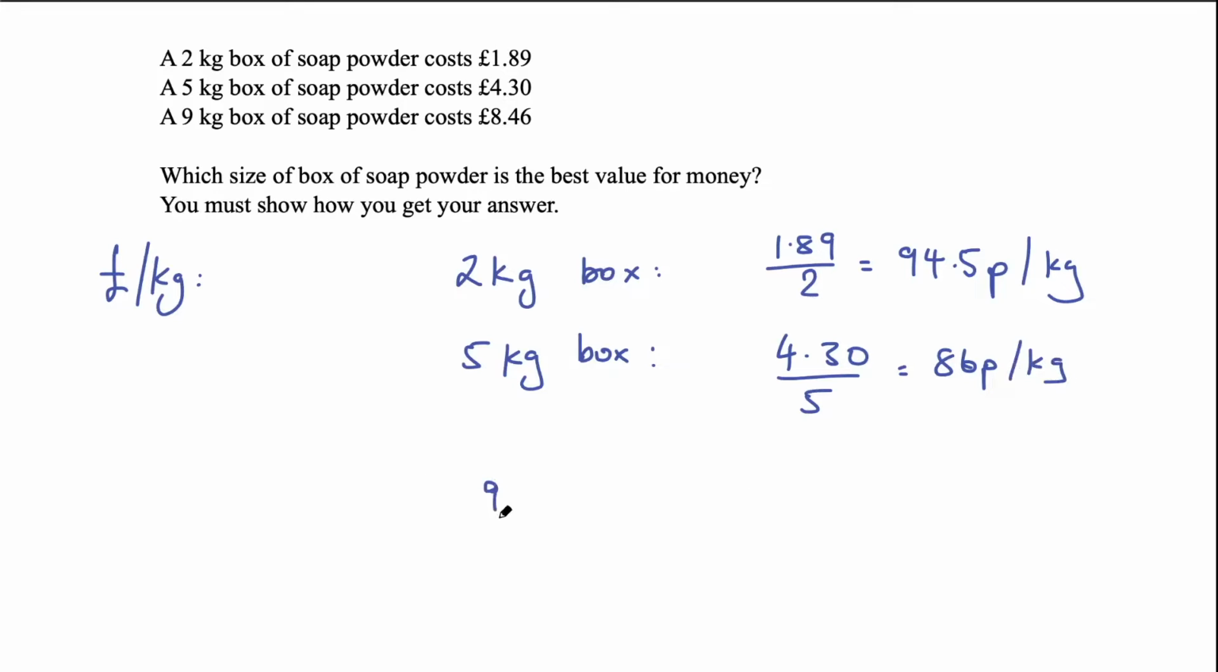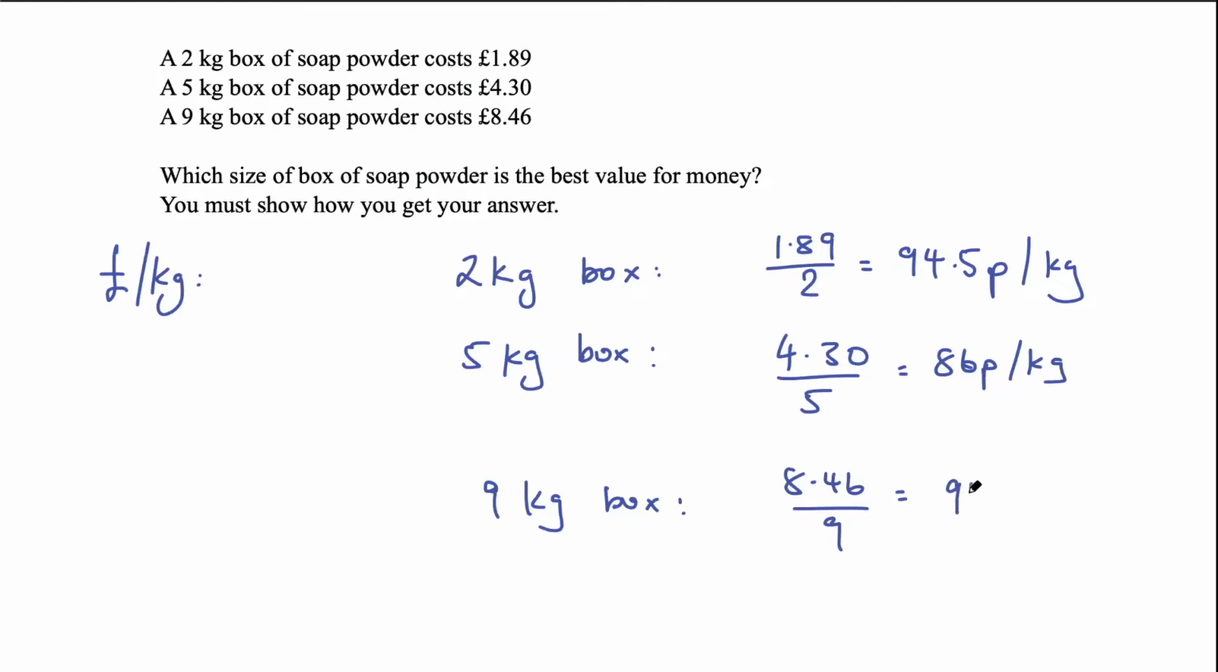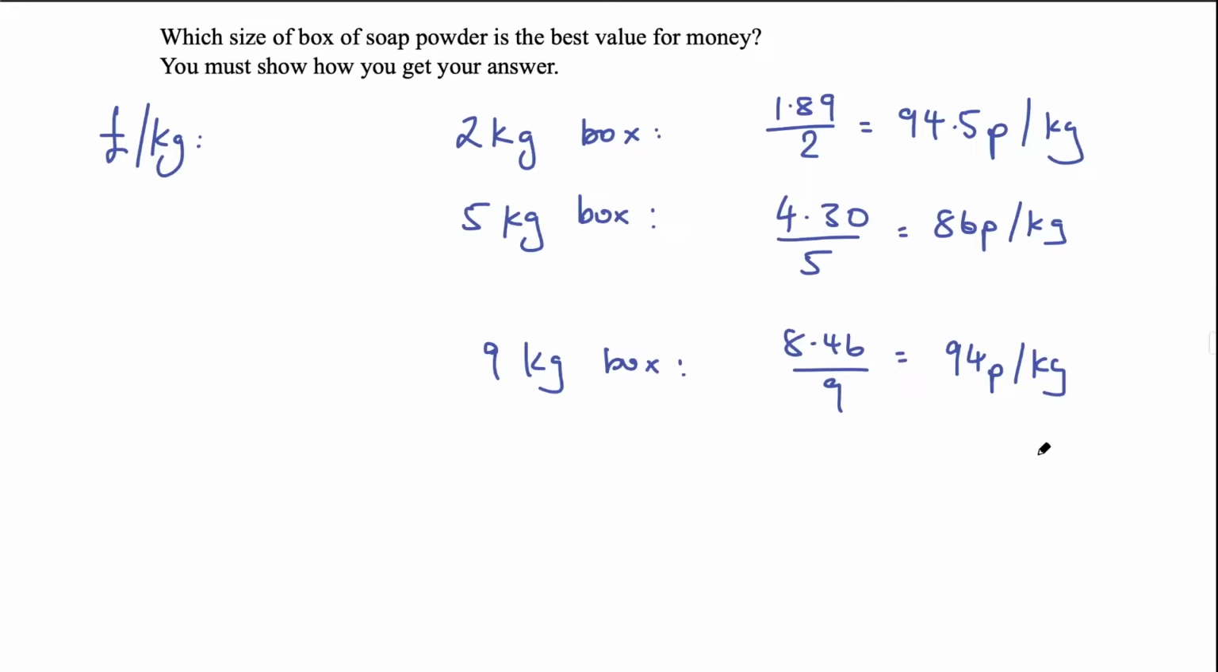And then the 9 kilogram box is 8.46 divided by 9. Okay, 8.46 divided by 9 gives us 94p per kilogram. All right, so now we have the price per kilogram of each box. We can easily compare them, and we can see that the 5 kilogram box would be the best value for money. So just make sure you state that in your answer.